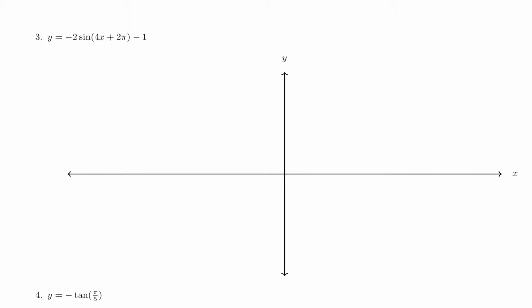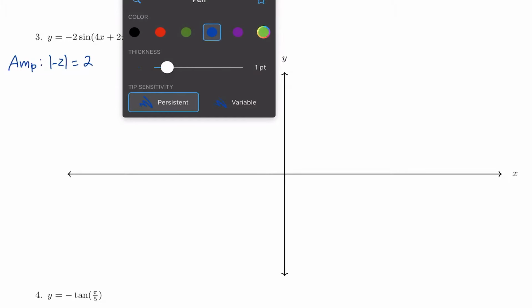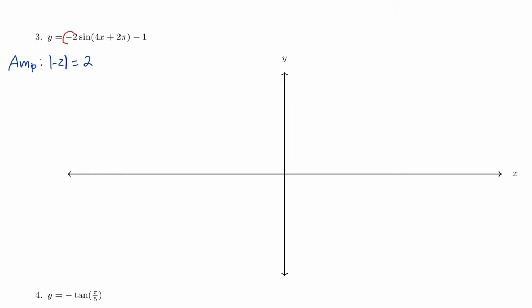Okay, so let's try this. What is the amplitude? The amplitude is the absolute value of -2, which equals 2. Now this one, actually, I'm going to point out early, and you should also mark it: the negative means reflect over the x-axis. So that's important. Write it down so you will not forget to do that when we graph it.